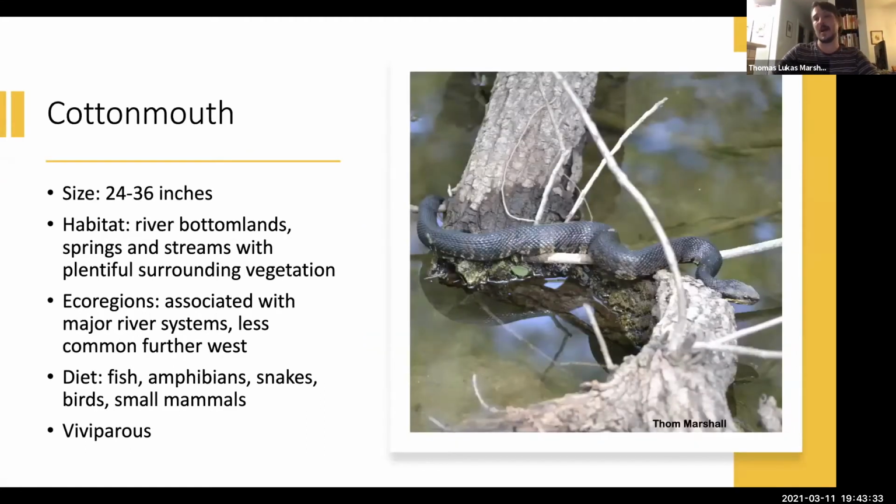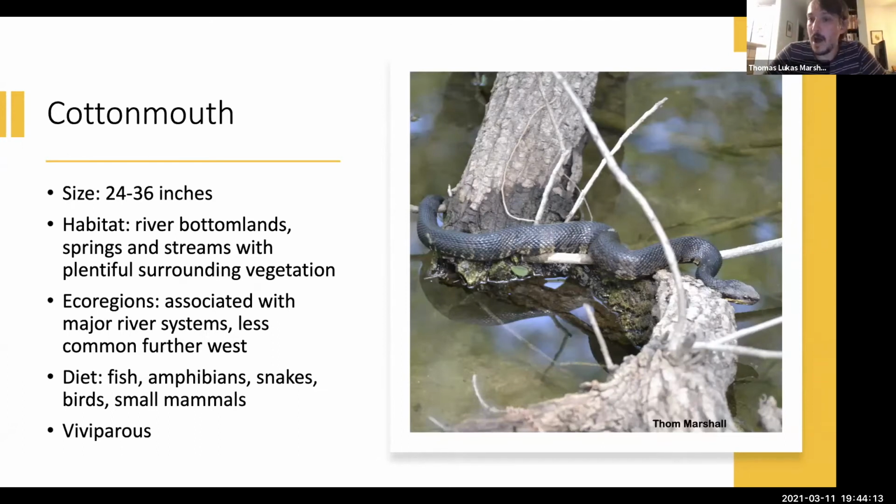So a relative of the copperhead is the cottonmouth. The cottonmouth is unique here in Central Texas among pit vipers, in that it lives in primarily aquatic and semi-aquatic habitats. So here in this part of the state, cottonmouths are tied mostly to the major river systems that we have. They're more widespread in East Texas and along the coast. But here they're found primarily in river bottomland forests and along streams and springs with plentiful surrounding vegetation.